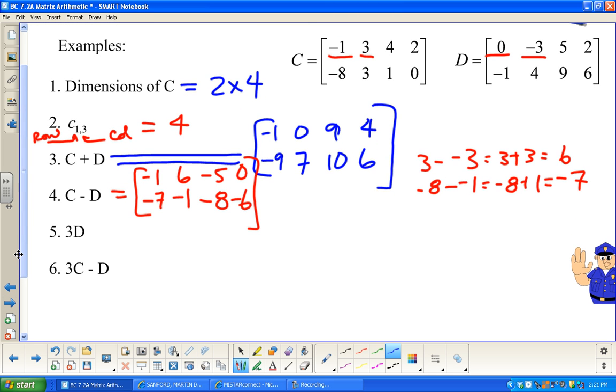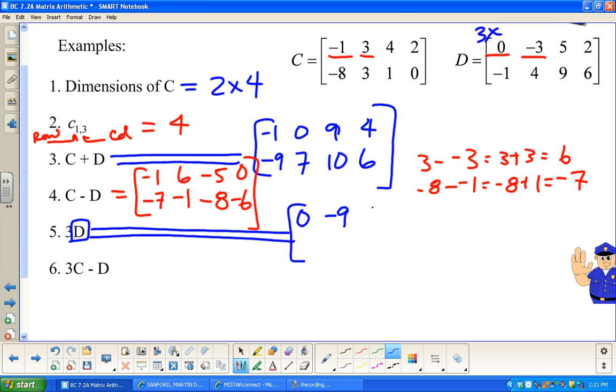Okay, 3 times matrix D. Okay, I'm just going to scooch this out here so I have a little bit more room. So 3 times, now this is scalar multiplying. Okay, so I'm going to multiply 3 times every one of these. Okay, so 3 times 0, 3 times -3, 3 times 5, 3 times 2, 3 times -1, 3 times 4, 3 times 9, 3 times 6. Okay, that's it for that.